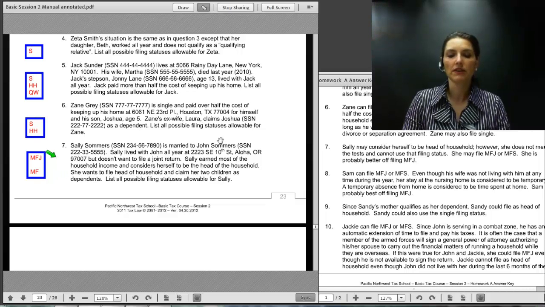So she's married to John, and she lived with him. She's therefore left with 2 choices, married filing joint or married filing separate.